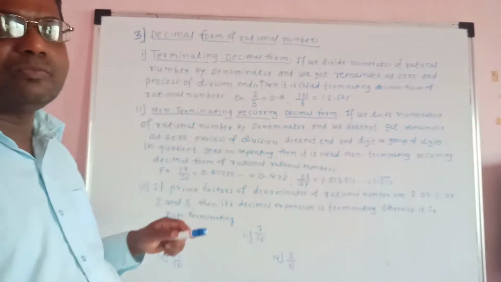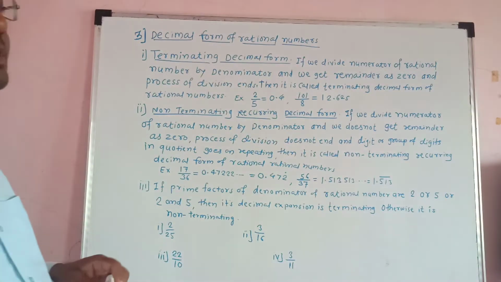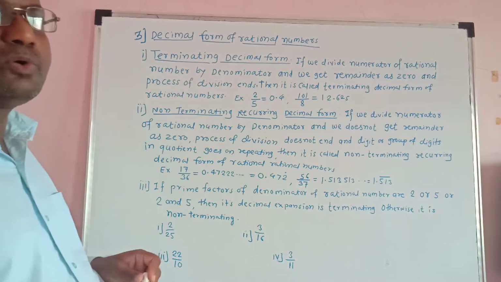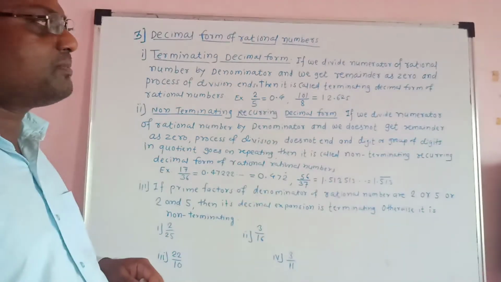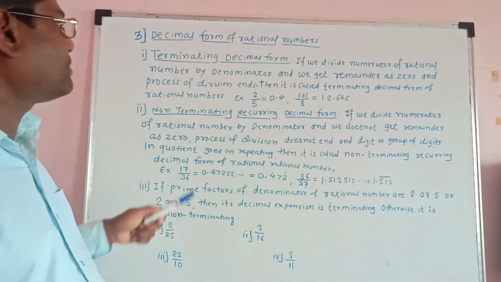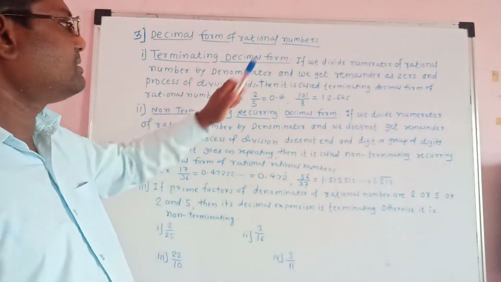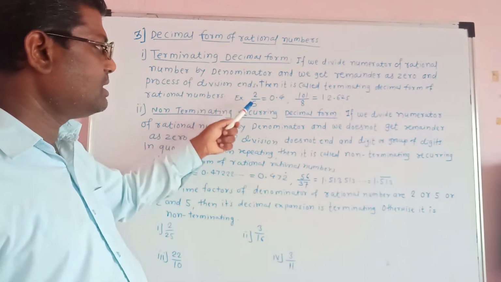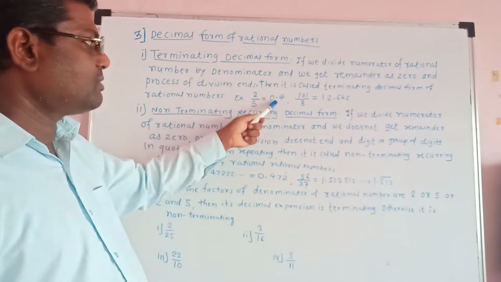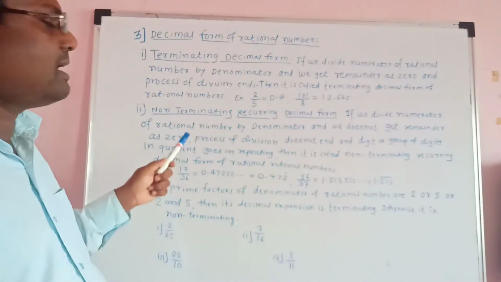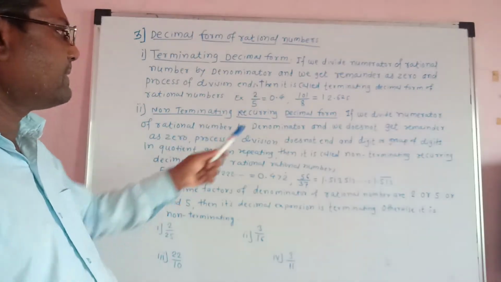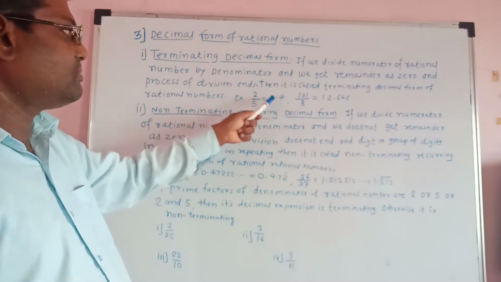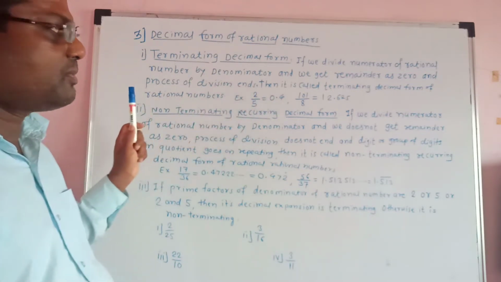If we divide the numerator of a rational number by the denominator and we get remainder 0 and the process of division stops there, then that form is called a terminating decimal form. For example, 2 upon 5. If we divide 2 by 5, we get the quotient 0.4, and here the remainder is 0. Then this 0.4 is called the terminating decimal form of the rational number 2 upon 5.